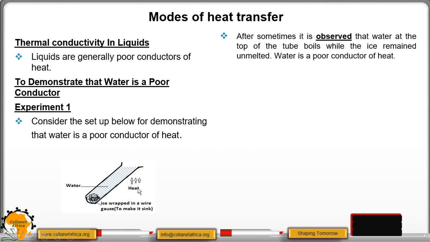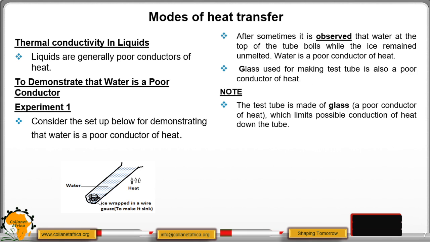So what are our observations? After some time, we find that water at the top boils, while the ice remained unmelted. This is because water is a poor conductor of heat, so although it is boiling here, it is unable to conduct heat downwards. Then glass is a poor conductor of heat, and that is why the test tube is unable to conduct heat to where we have the ice.